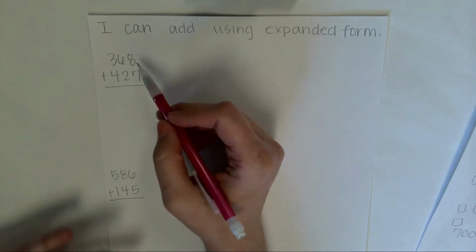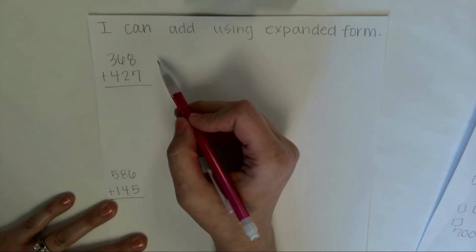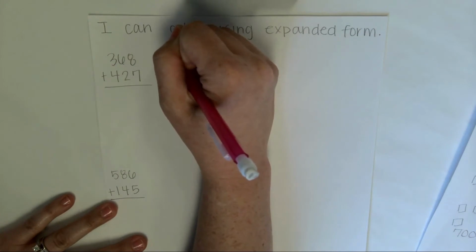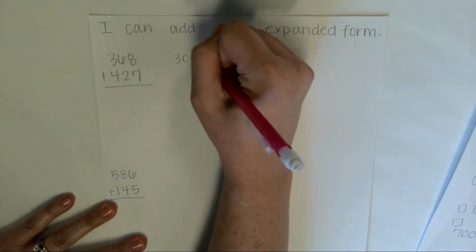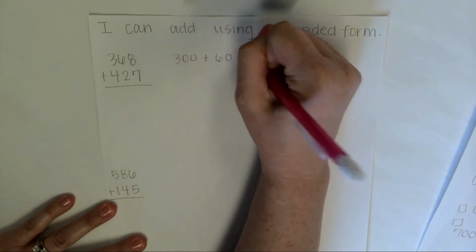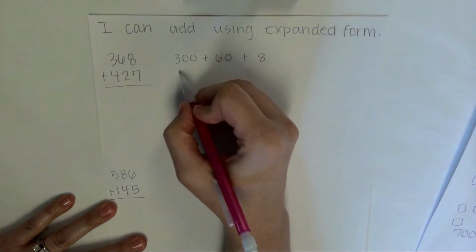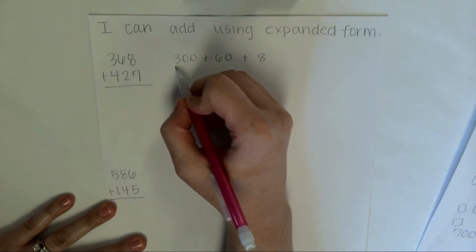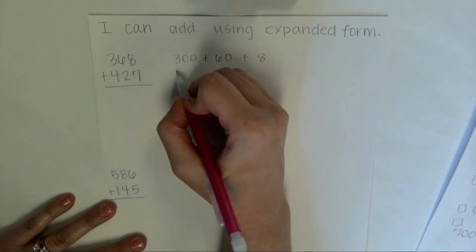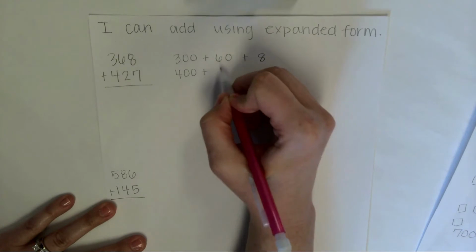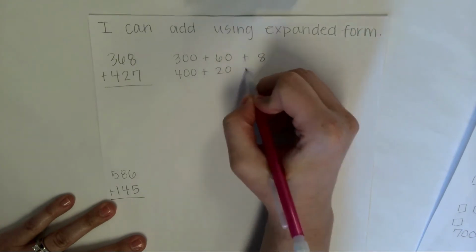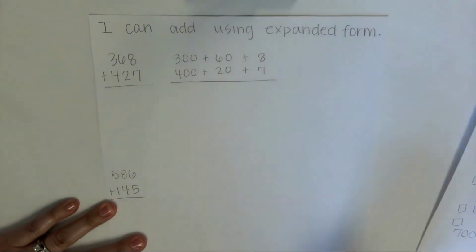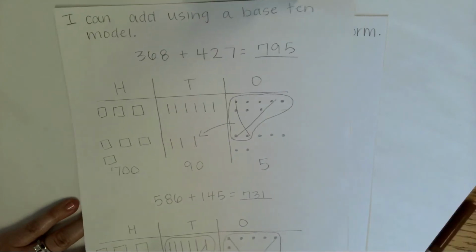So let's take this number, 368, and we're going to stretch it out into its expanded form. So we do that like this. Remember, we do our hundreds, tens, and ones. So we're going to write 300 plus 60 plus 8. And then directly underneath that, and remember, just like with our base 10 model, we want to write it as neatly as we can. So we're going to line up our hundreds. So 400 plus, let's line up our tens, and we've got 20 plus 7, and then we're going to draw a line under there.